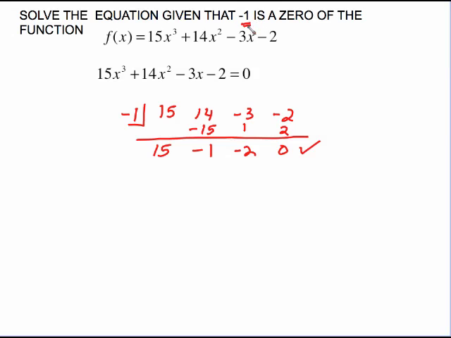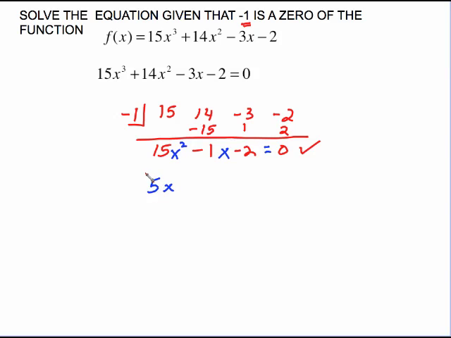If you're told this number is a 0, and you get a remainder over here, you've done something wrong with your arithmetic. Maybe you copied this down wrong, you didn't have the correct signs, but this better turn out to be a 0. Let's fill in our x's, which is this polynomial to solve: 15x squared minus x minus 2.